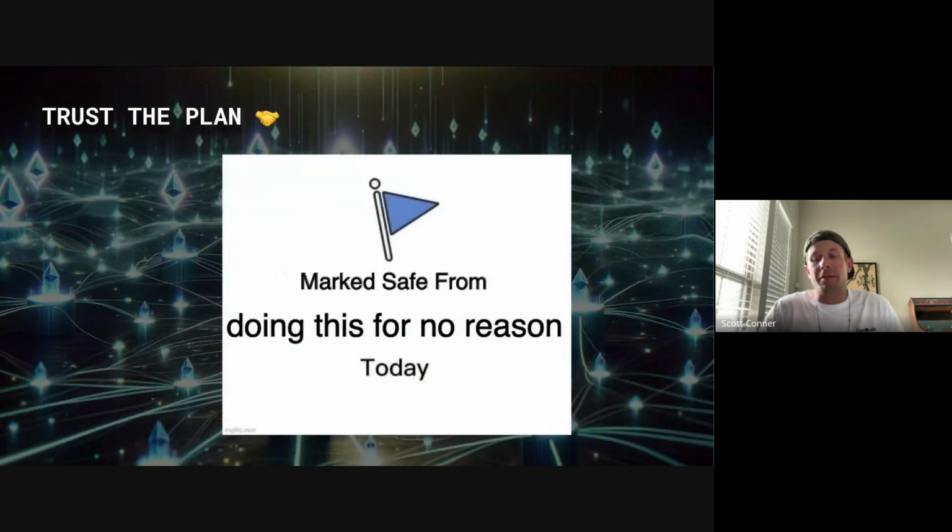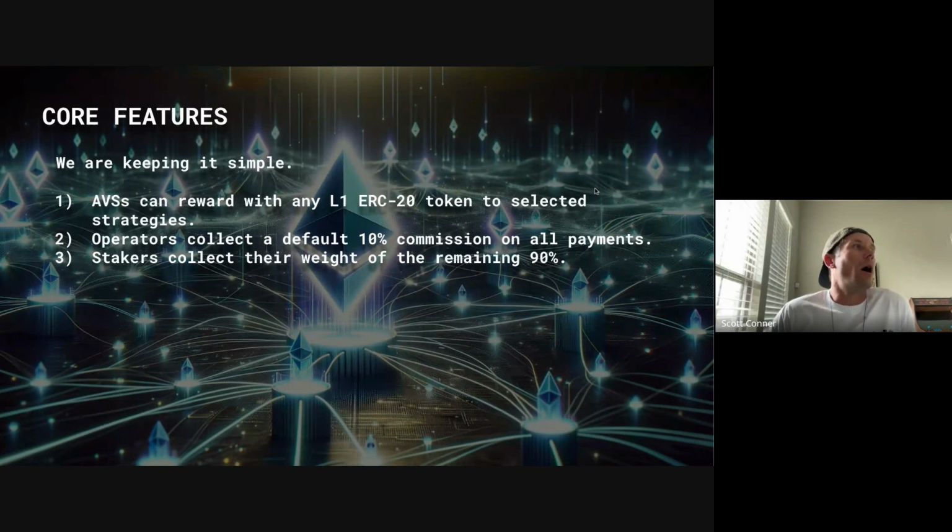And so, in levity here, trust the plan. With this release, we have the incentive structures. People are no longer doing this for no reason. And so that's the big unlock here: people are then delegating stake and running software for a purpose.